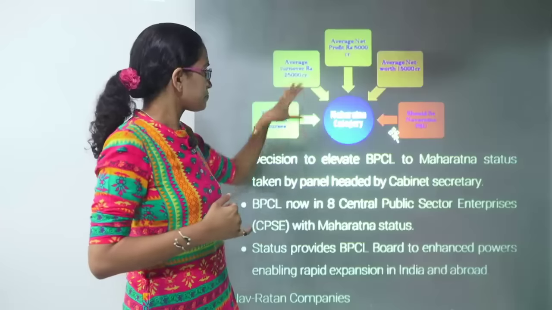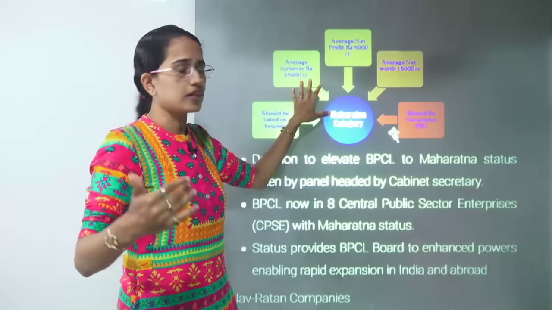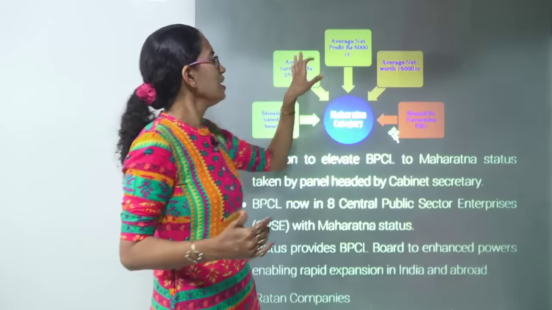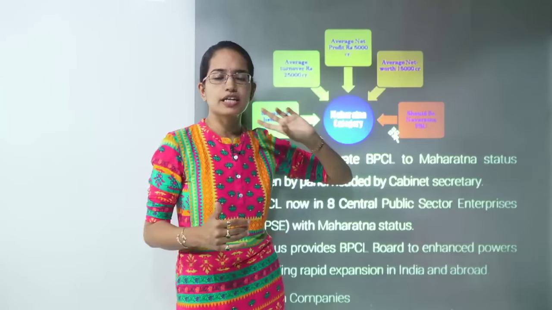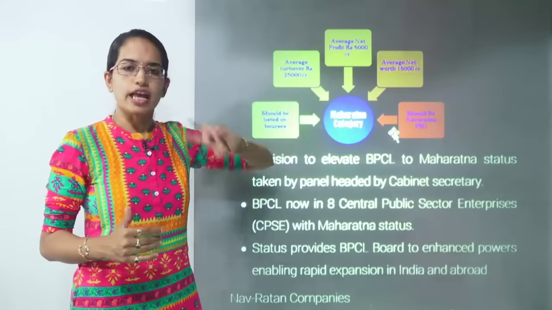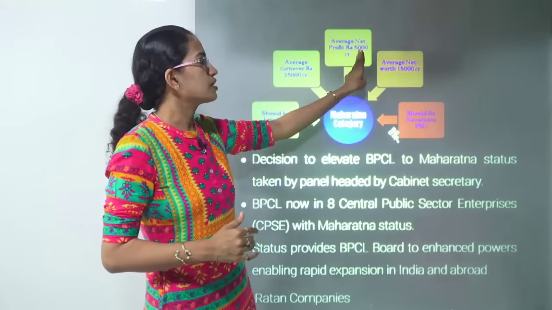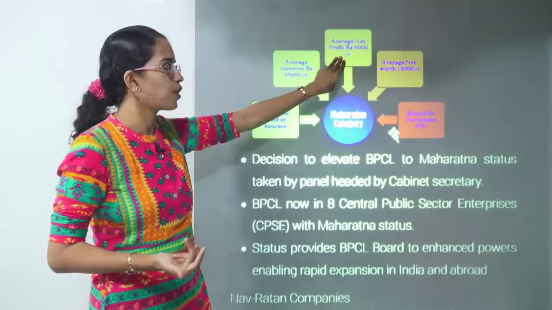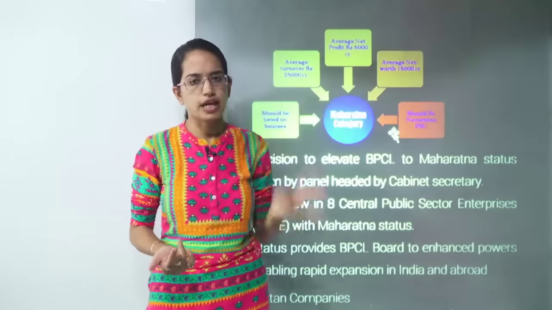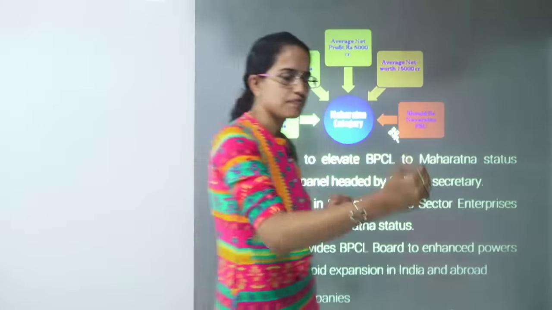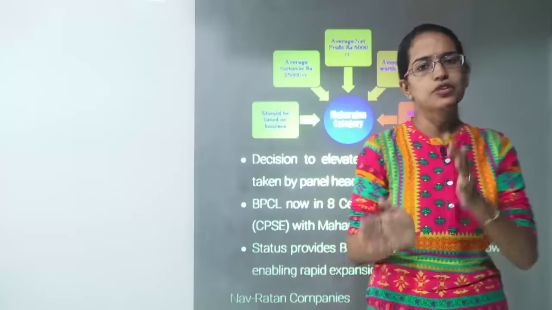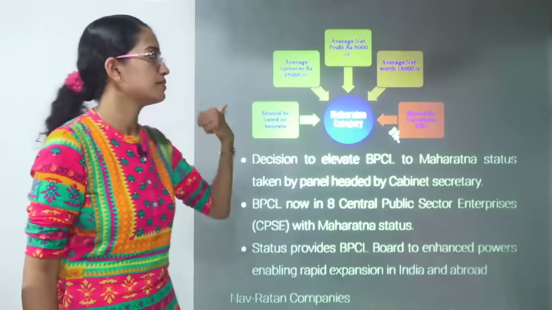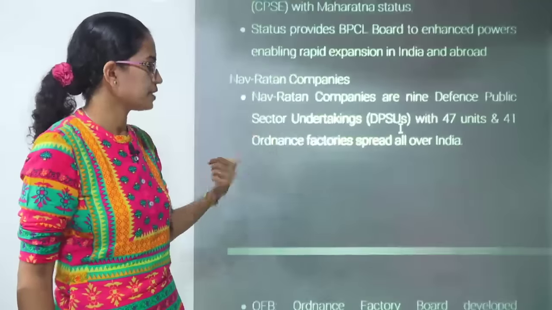The next is, it should be listed in the Navratna companies. Then you have an average turnover of nearly 25,000 crores for the last 3 years, a net worth of nearly 15,000 crores for the last 3 years, and a net profit of nearly 5,000 crores for the last 3 years. If these criteria match, the company would be shifted from Navratna to Maharatna, and that's again very important. So Bharat Petroleum is now a Maharatna company.